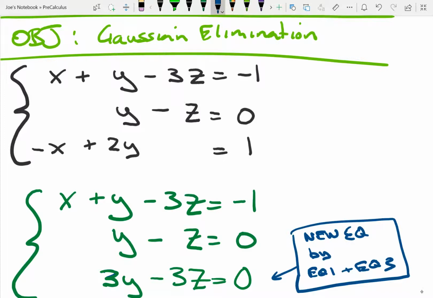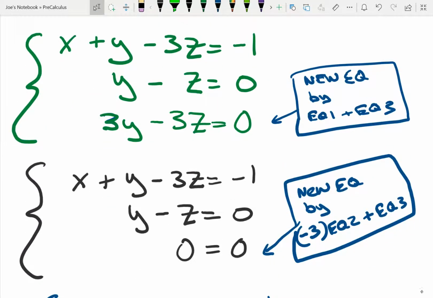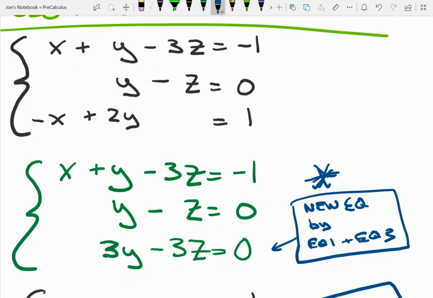I want you to keep all 3 lines every time. And each time you're going to use one line to reduce the other rows. All right? And then you're going to add those together. I'm going to want you to be writing this. How did you get this new equation? Oh, I added equation 1 to equation 3. I added equation 1 to equation 3 based on your new one.